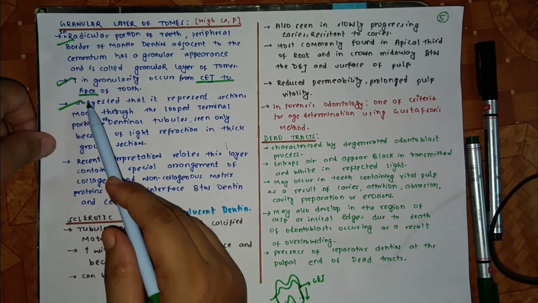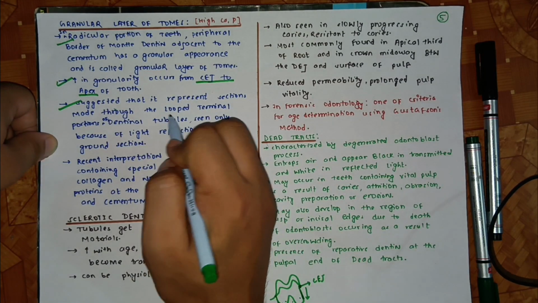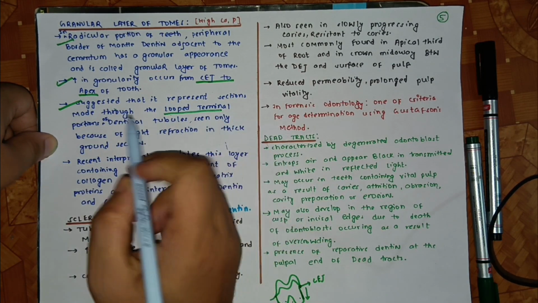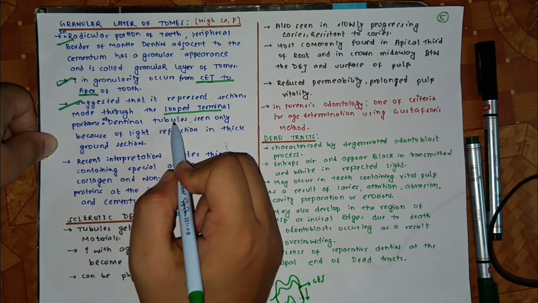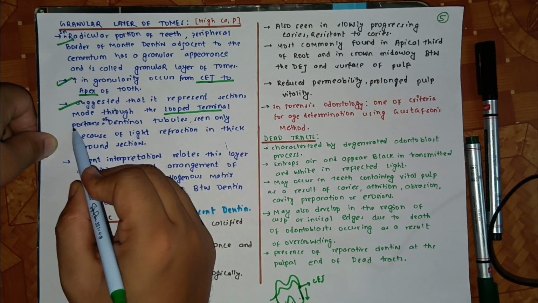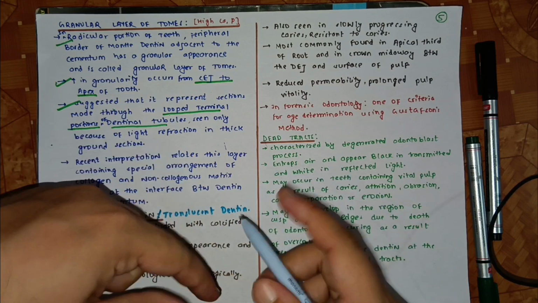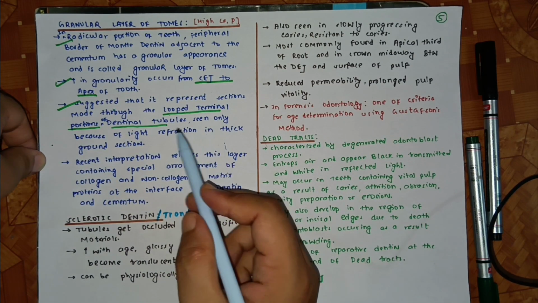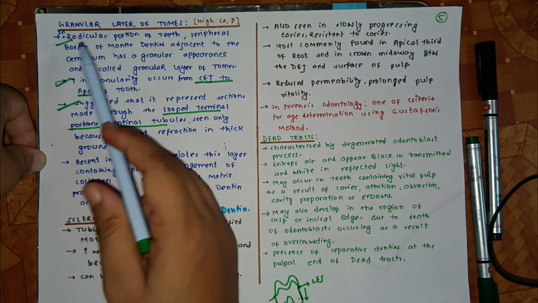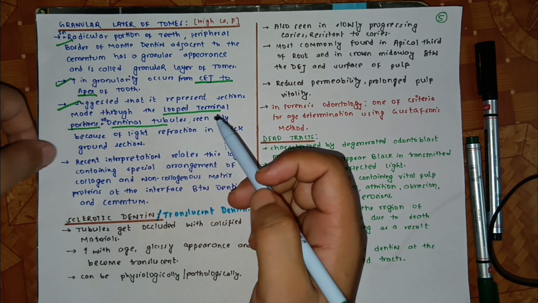It is suggested that it represents the section made through the looped terminal portions of the dentinal tubules. The dentinal tubules form a looping at that portion, and that gives the representation of the granular layer. So the dotted layer is formed there due to the looping of the dentinal tubules.